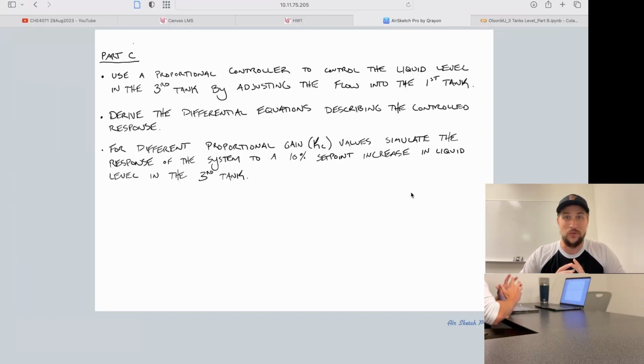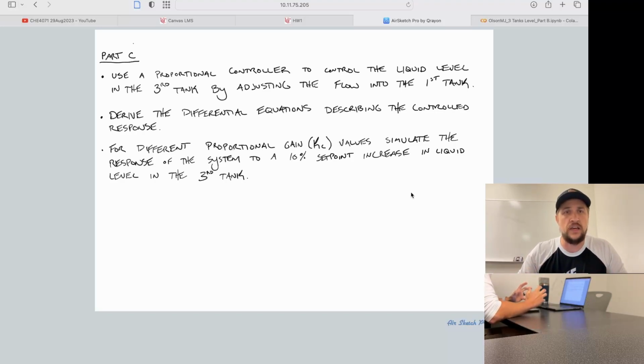All right, welcome to our third and final part of this video series dealing with tanks and fluid levels in tanks. In this final part, we're going to ask the question: if we were to set a tank at a particular set point and say we want this tank to always be at this fluid height, how do we go about doing that?